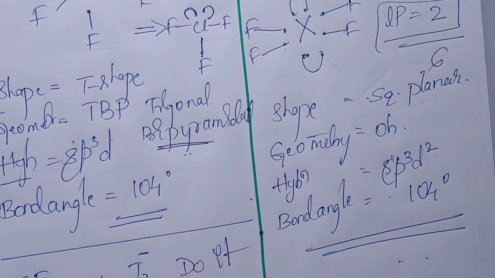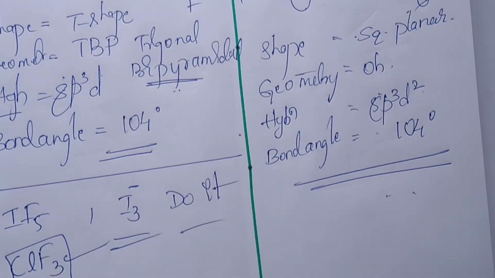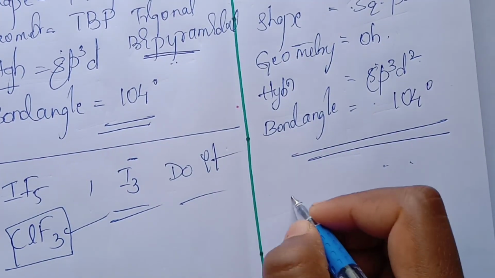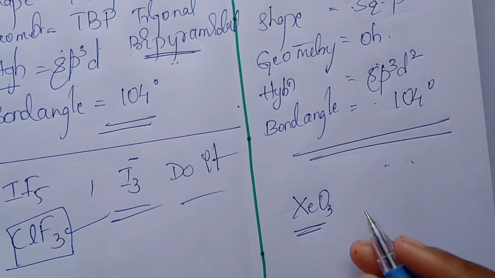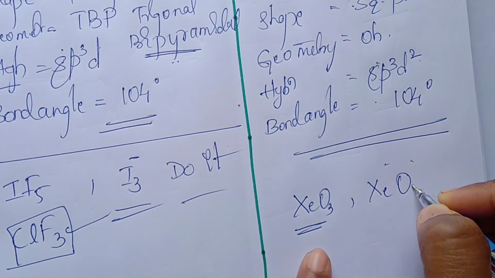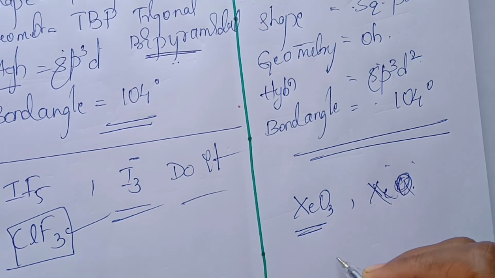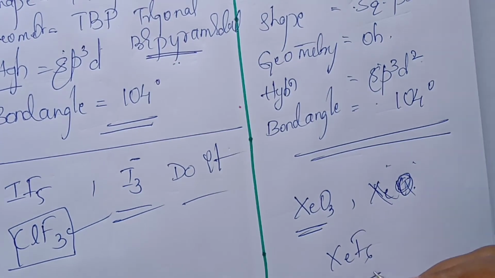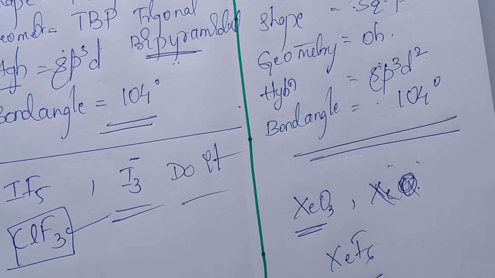Yes, this is a very simple way to learn how the structure is determined, and the hybridization and bond angle. A few more examples: XeO3, then XeF6, sorry, XeF6. These are the two examples you have to solve yourself.